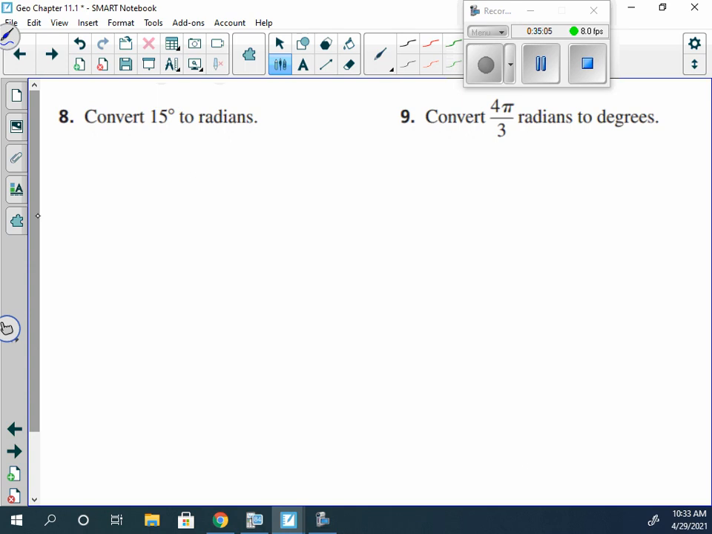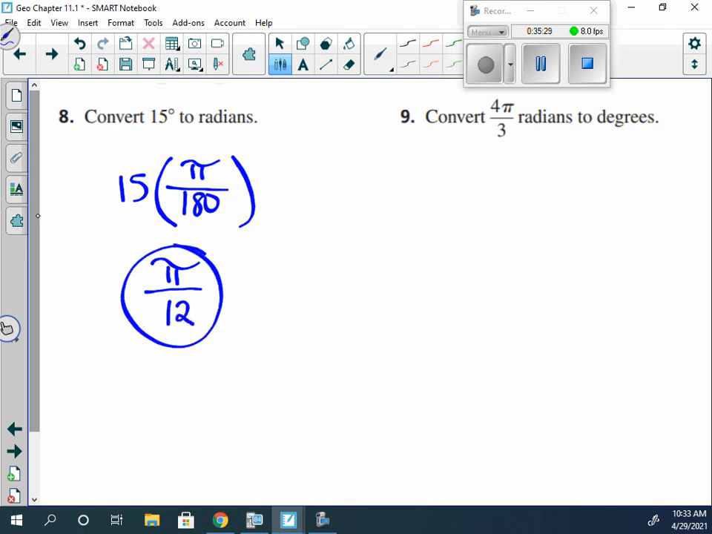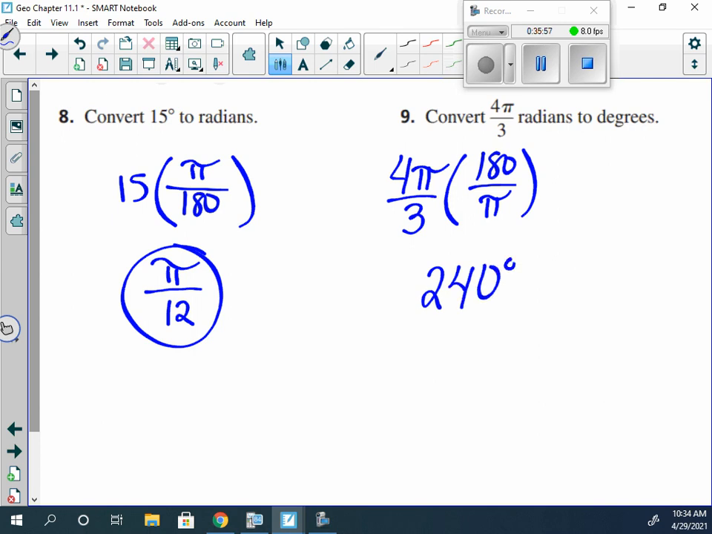Last two that we're going to do for today is just these two here. So we're going to convert 15 degrees to radians. So we would do 15 times what over what? Over 180. And lastly, converting 4 pi over 3 radians to degrees. We multiply it by 180 over pi. Which would just be 240.